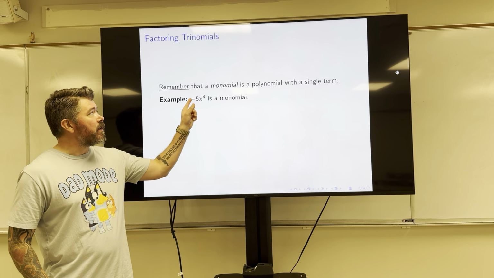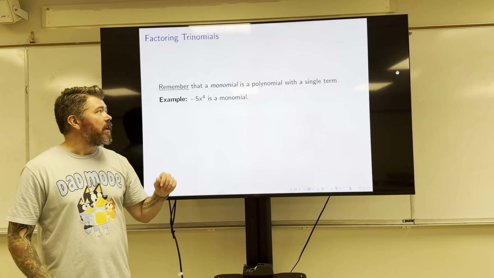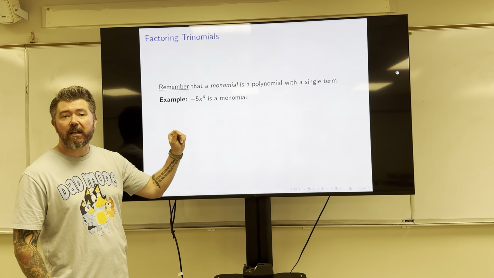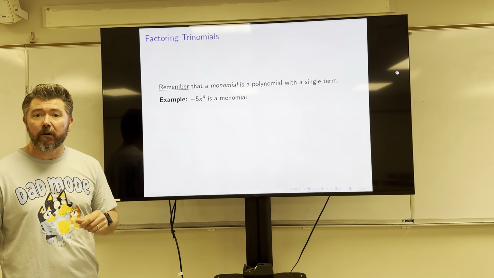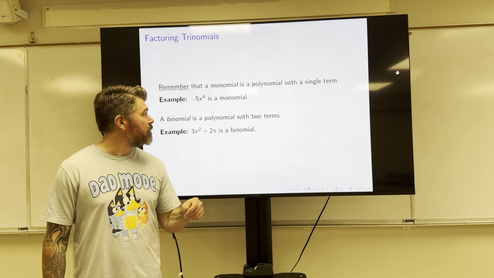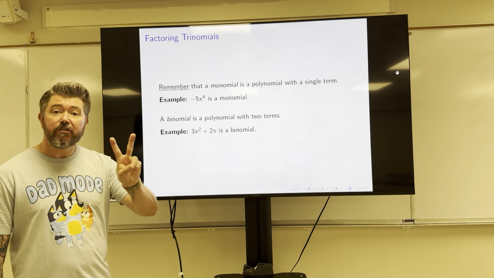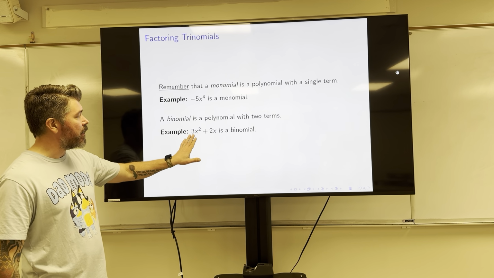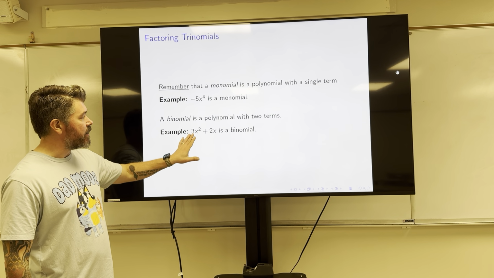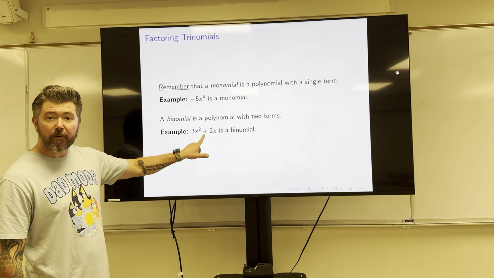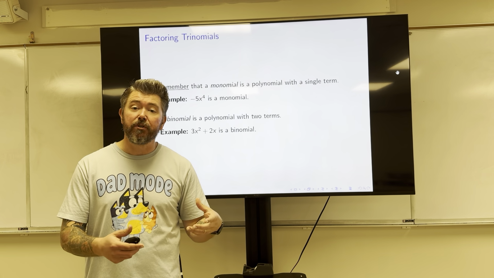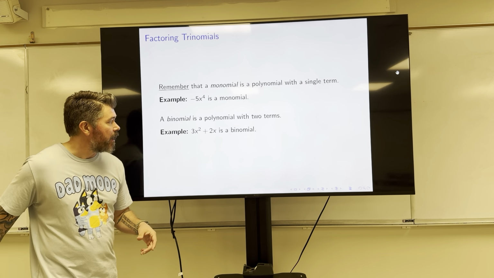So remember that a monomial is a polynomial with one term, right? For example, negative 5x to the fourth is a monomial. And a binomial is a polynomial with two terms, right? So remember an example of this, 3x squared plus 2x. The plus separates the two terms. Remember, terms are created from multiplications here, okay?